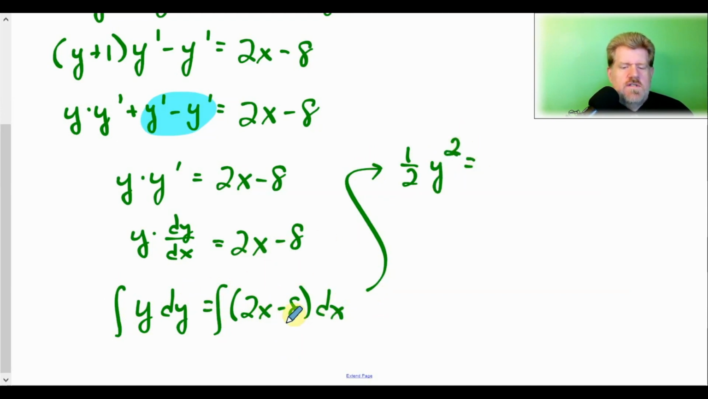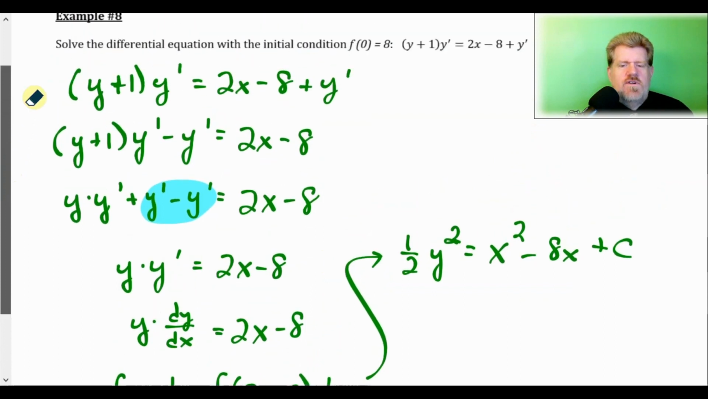Antiderivative of 2x minus 8: antiderivative of 2x, raise it by 1 becomes 2, divided by 2, so that's x squared. Antiderivative of 8 with respect to x is 8x plus some constant. I'm going to put it c. Oh, wait a minute now. Plus some constant. I don't need to make it a c sub 1 because I remember from up here, f of 0 equals 8.